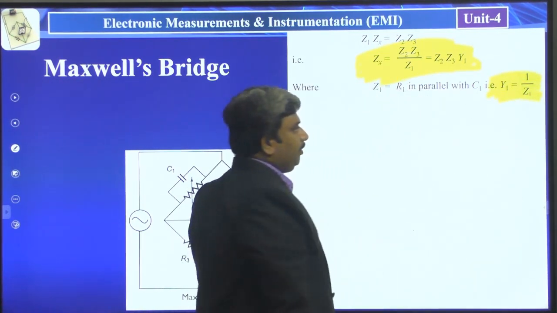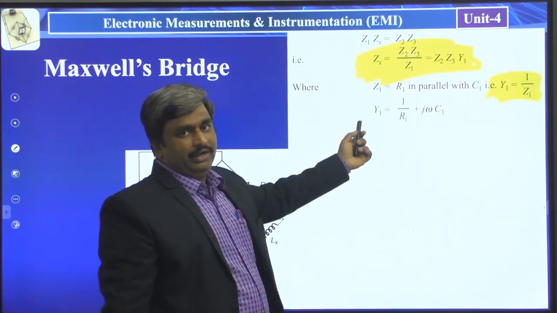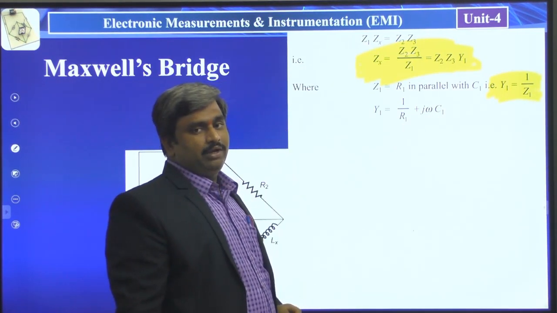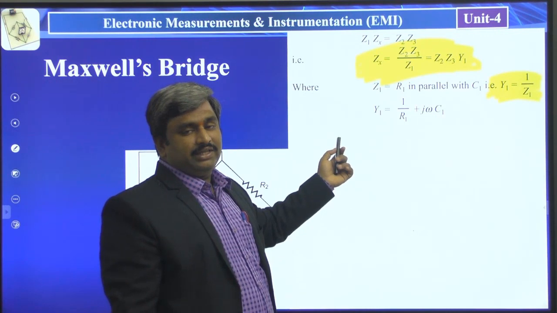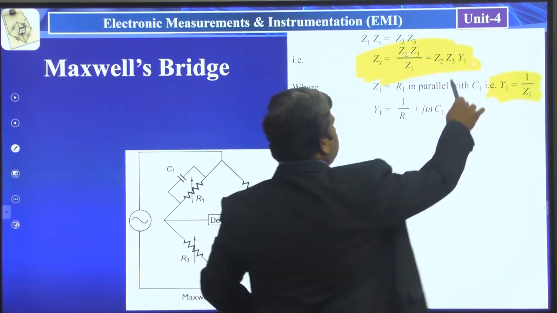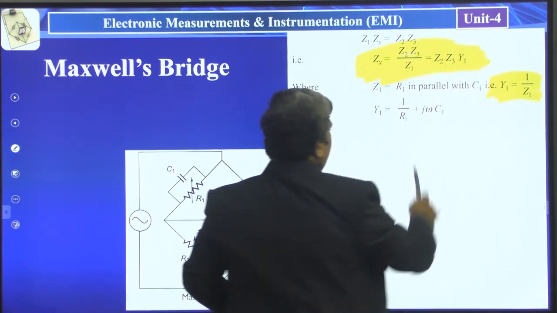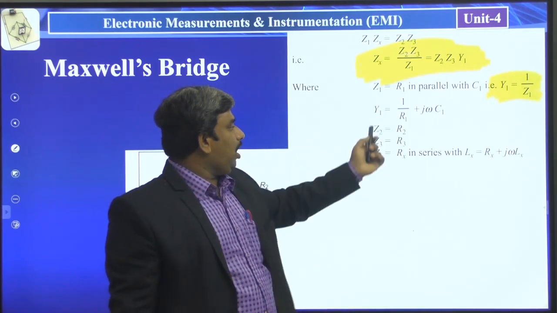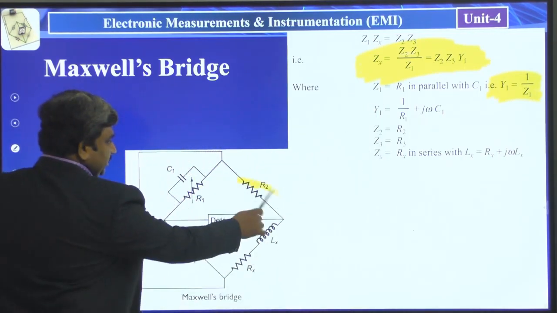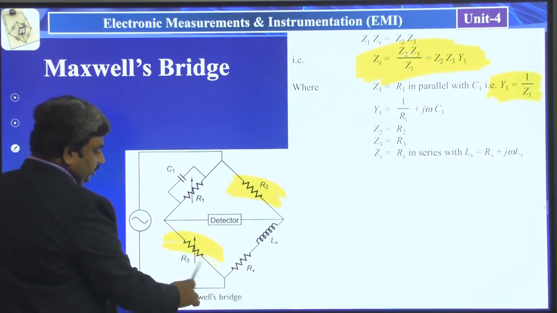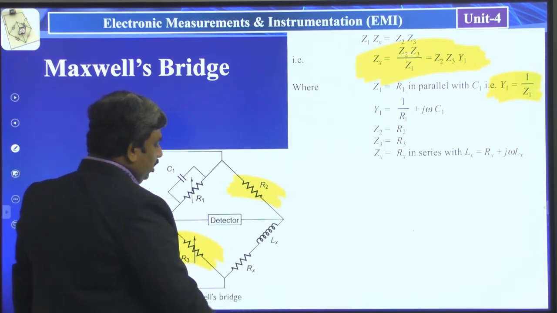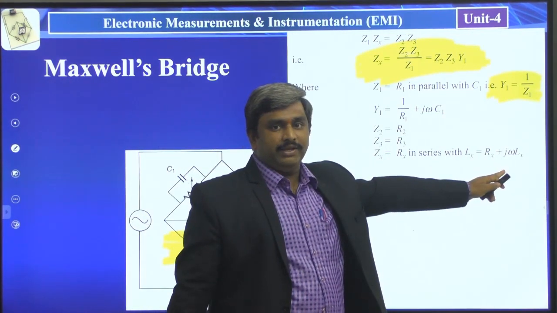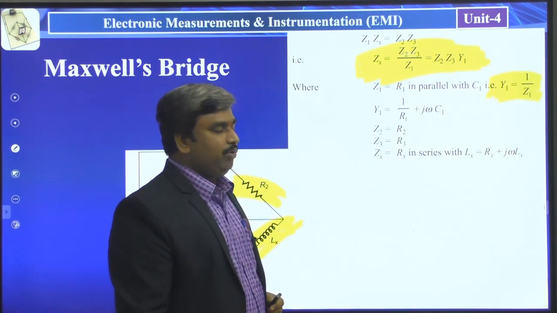Y1 is equal to 1 by Z1, and for Z1 we can write Y1 is equal to 1 by R1 plus J omega C1. That is, we have removed the Z1 term. Why? Because in this equation we are writing Y1, where Y1 is equal to 1 by R1 plus J omega C1, and Z2 is equal to R2, Z3 is equal to R3, and Z4 is equal to Rx in series with Lx. So for that reason we are writing Rx plus J omega Lx.